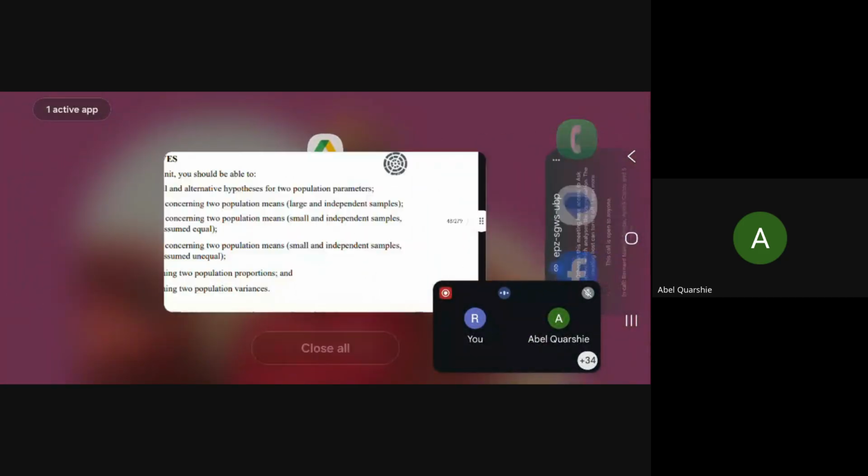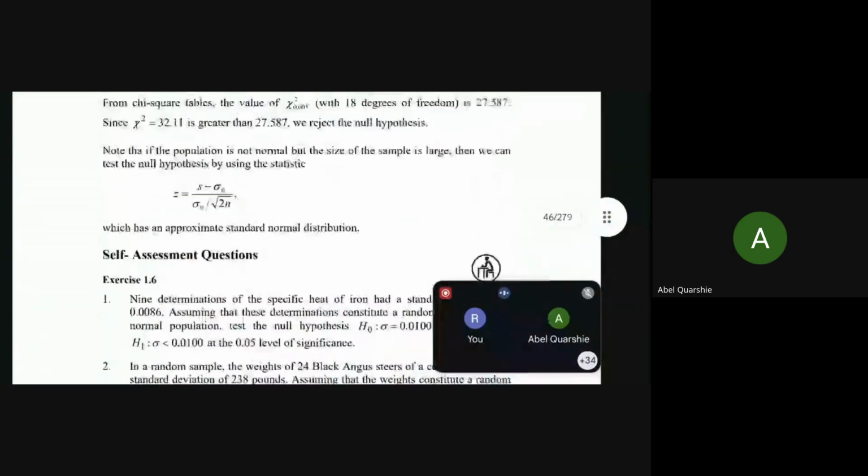Great. So without wasting much time, let's quickly zoom into today's agenda. So let's look at our agenda for the day for Unit 1.